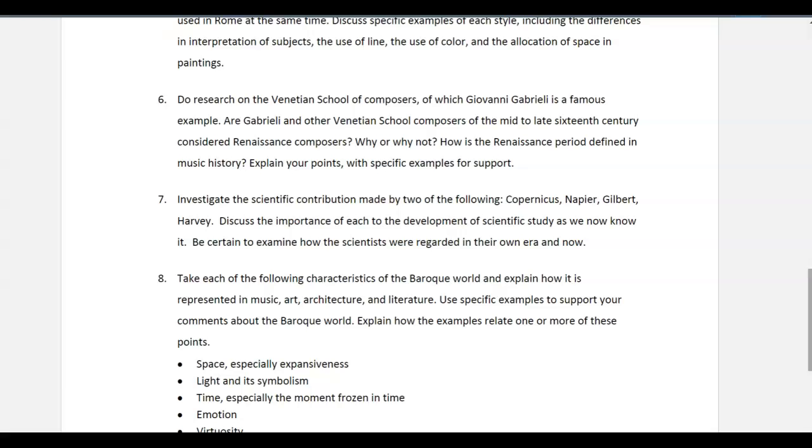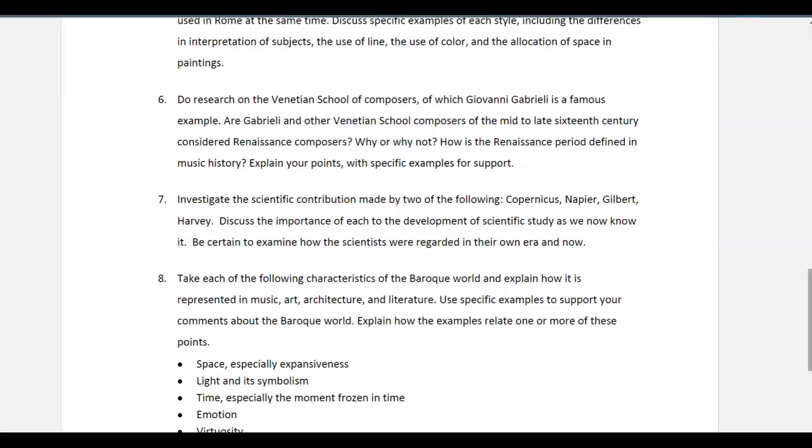And are they really Renaissance? Or are they something else? Are they after the Renaissance? I want you to discuss why their works would fit into the Renaissance or not. I want you to talk about how this period is defined according to music history. And again, use specific examples to support.